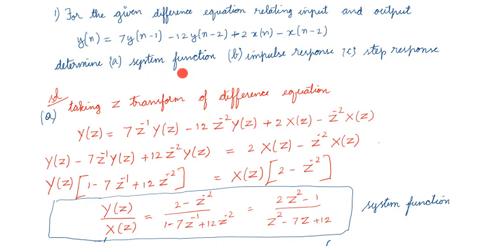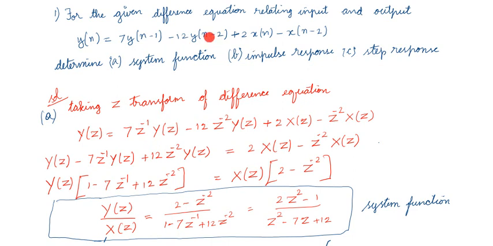System function is nothing but the Z transform of the output divided by the Z transform of the input. Here the input is X, output is Y. Now we have to take the Z transform of the given difference equation. For y of n, the Z transform is capital Y of Z. So 7 into y of n minus 1, time is shifted by 1, so I have to put Z power minus 1 Y of Z, minus 12 into y of n minus 2.